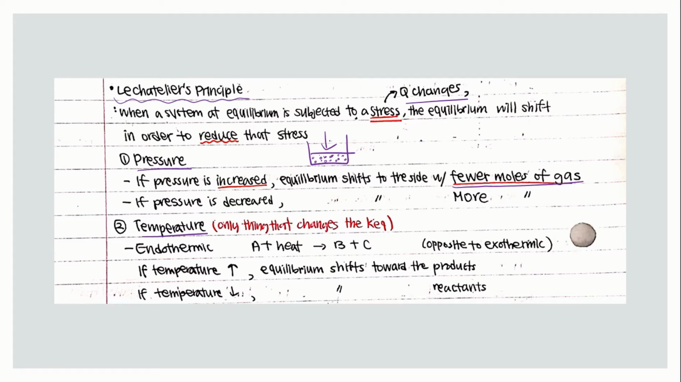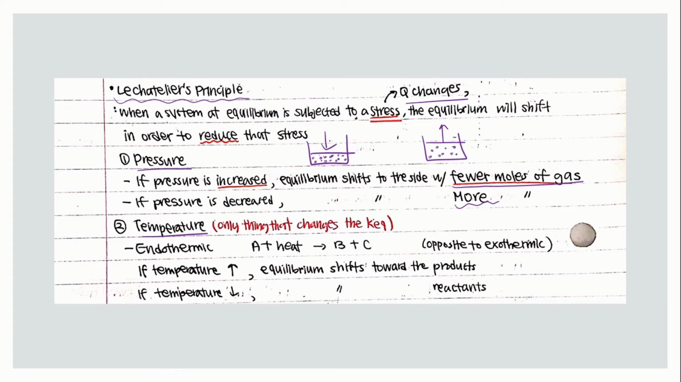However, if pressure is decreased, then the volume will increase and molecules will have much more space. Then the system will feel like it can make more moles of gas, so it would shift to the side with more moles of gas. It would produce more molecules and then reach a new equilibrium.